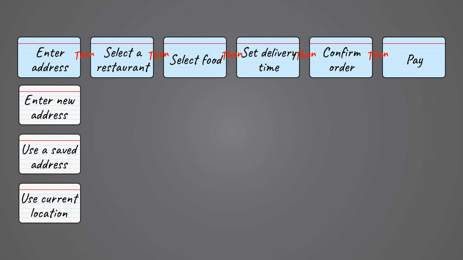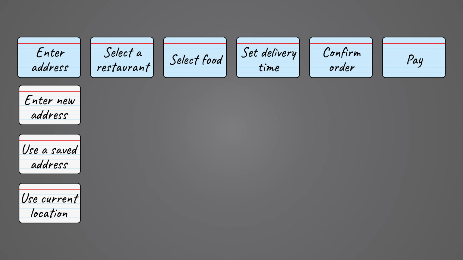Because the cards in a column are alternatives, we can read down a column by mentally inserting "or" between cards. So here we would read that a user can enter a new address or use a saved address or use their current location. We'd continue reading the story map by saying then they select a restaurant, then they select food, and so on. Across with then, down with or.